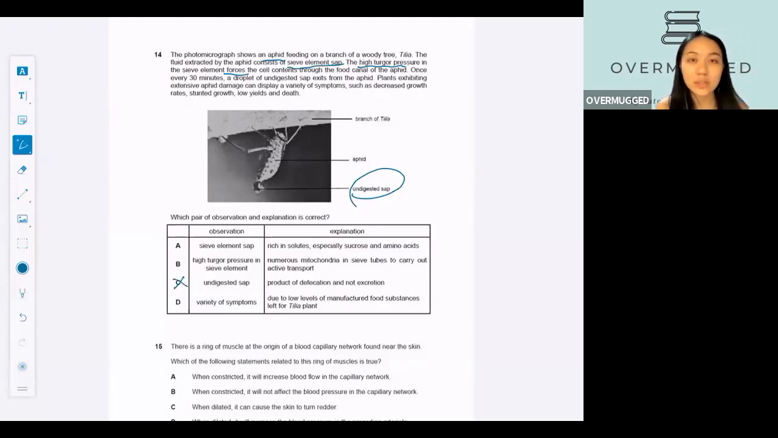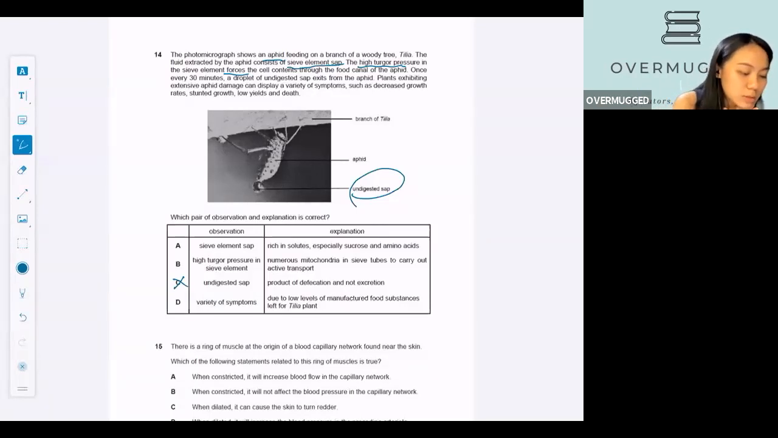Because this undigested sap is purely forced out. So imagine a tube, and because the pressure is very high, it just comes out. So that is what is happening here. So C is not correct. This question is challenging because it requires you to read that paragraph. It's a bit like your English comprehension, I guess.